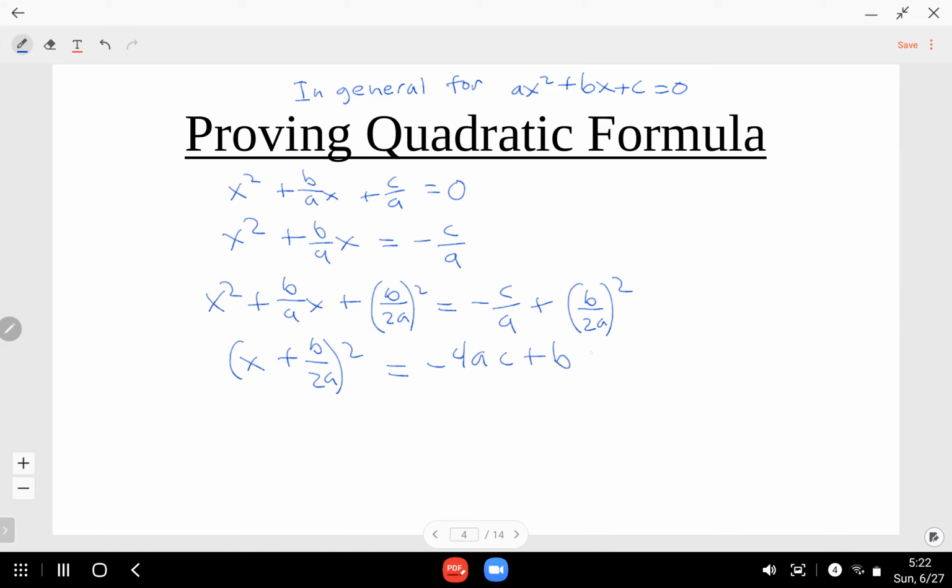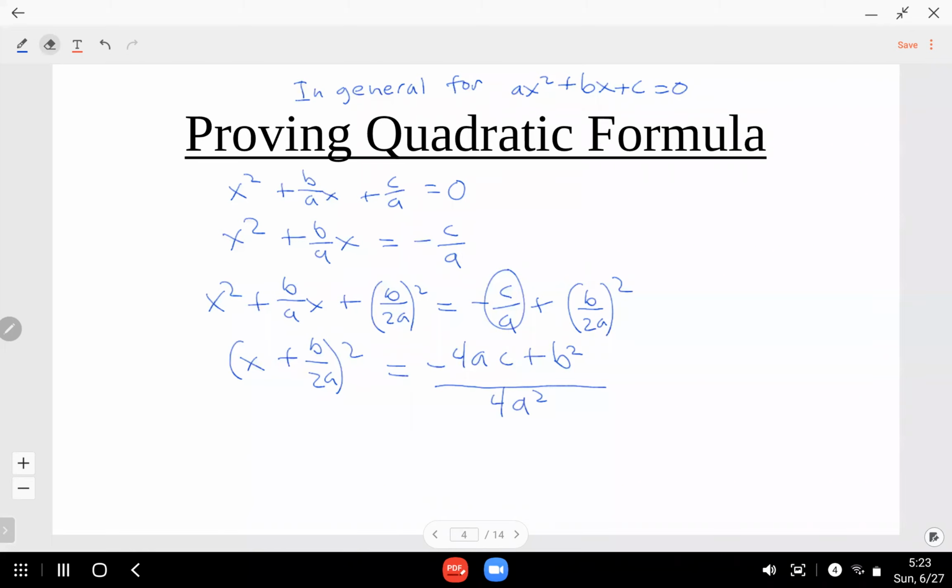b squared over 4a squared. Okay, so basically you just multiply this by 2, right? Negative what? Okay, 2c over 2a, and then plus the other side, you can just combine those and then you square, and then okay, you get this.